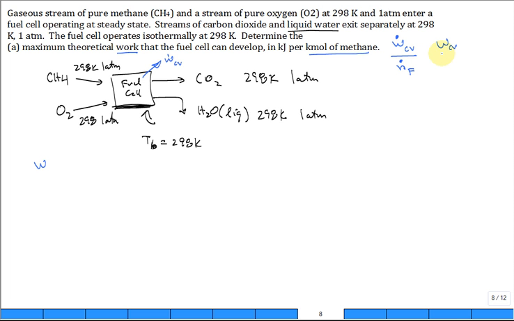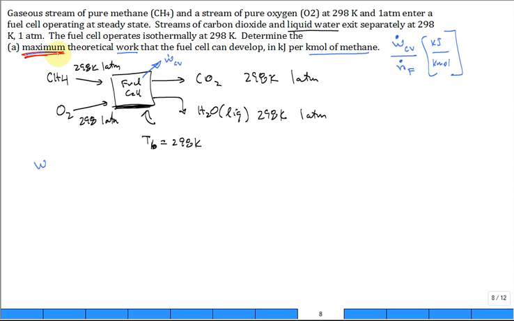Or WCV divided by N, where you get rid of the per unit time on both of them. This would be kilojoules per second divided by kilomole per second. You get rid of the seconds on both of them and you get the desired units, kilojoules per kilomole of fuel. True? Do we know what we were trying to calculate? Now the question is, how do I determine this maximum theoretical work?